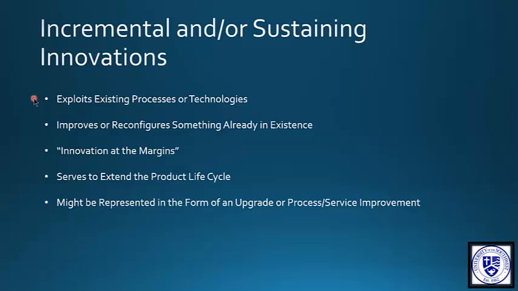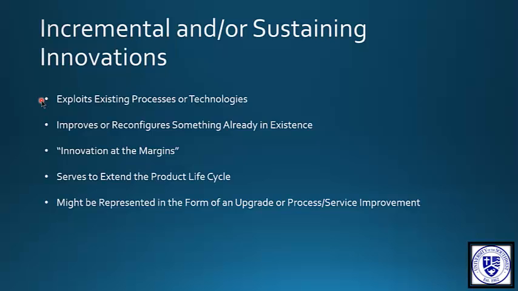So when we discuss innovation, we talk about two types, like I'd mentioned before. We can either have incremental or sustaining innovations, and those, again, mean the same thing. And so you'll hear me refer to incremental innovation, or you'll hear me refer to sustaining innovation, but those are the same thing. A sustaining innovation is something simple that all it does is exploit an existing process or technology and allows organizations, companies to kind of extend a product life cycle.